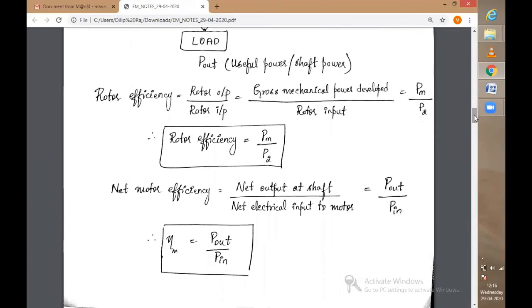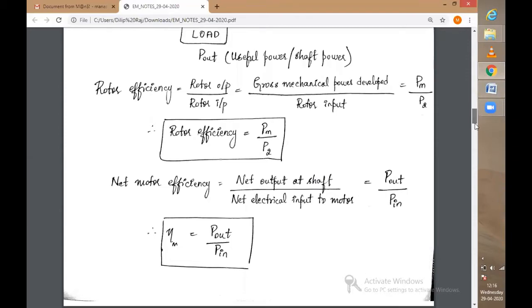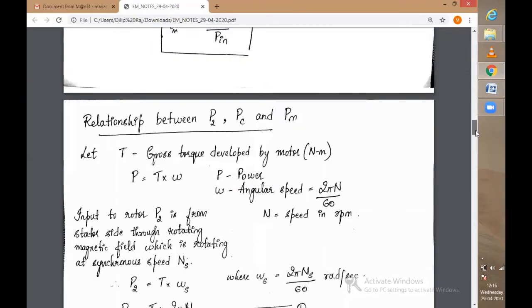If we are looking for total motor efficiency, then it is given by output by input. Output is at the shaft or the load, and the input is given to the stator. So P out by P in gives us the efficiency. If the efficiency is required in percentage, the entire ratio has to be multiplied by 100. So this is the concept of power flow in an induction motor. Based on this, we can obtain the relation between three powers.